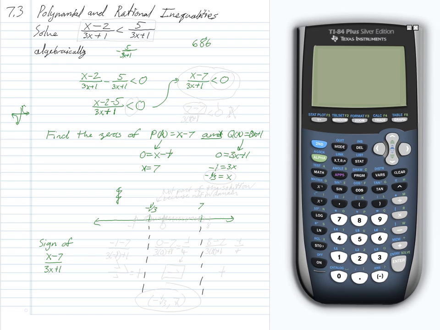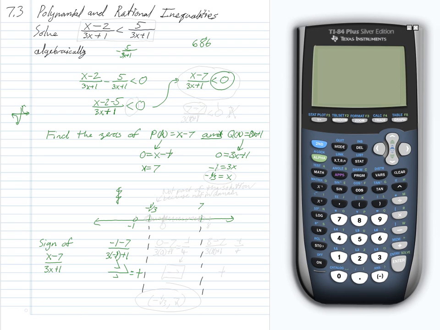Now this rational function is actually kind of nice, right? If I pick an x value less than negative 1/3, say negative 1, that's a nice easy number to plug in, my function would be (negative 1 minus 7) over (3 times negative 1 plus 1). So that's a negative in the numerator and a negative in the denominator for a grand total of positive. Now we don't really like positive, we are shooting for negatives. So we don't like that one.